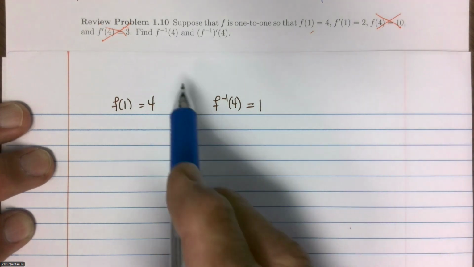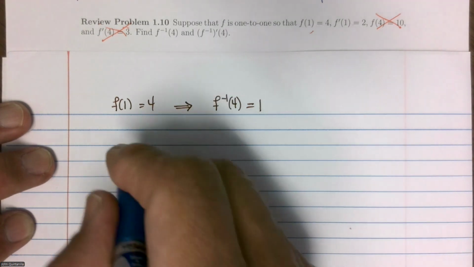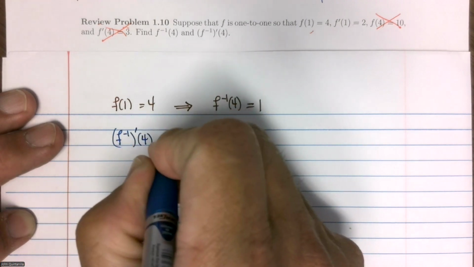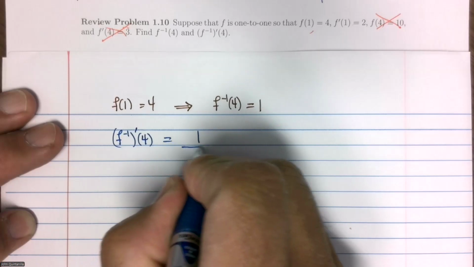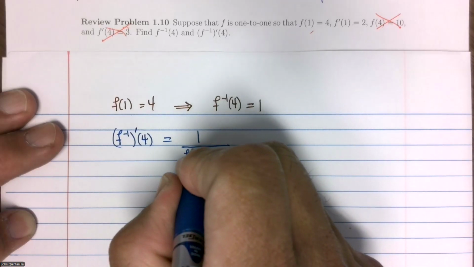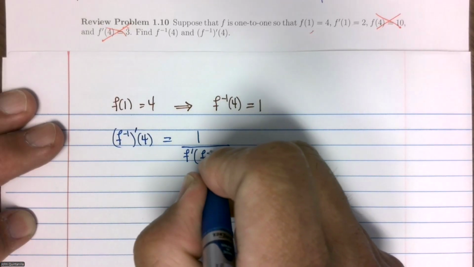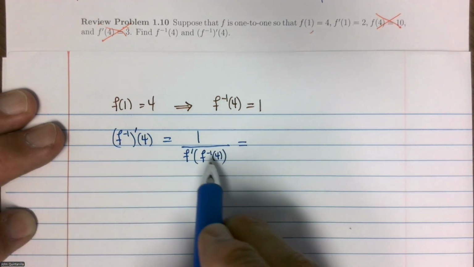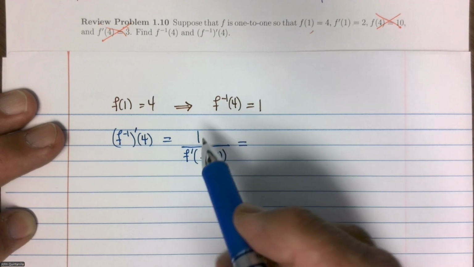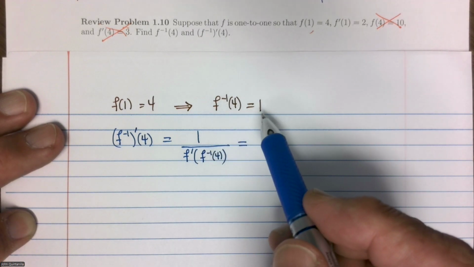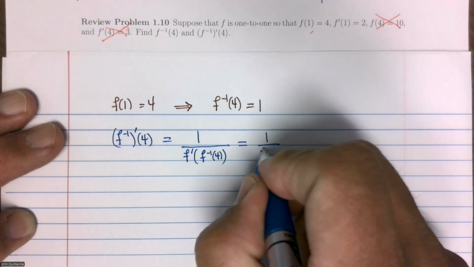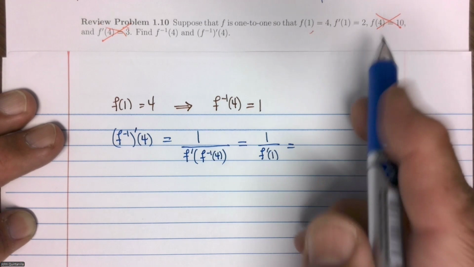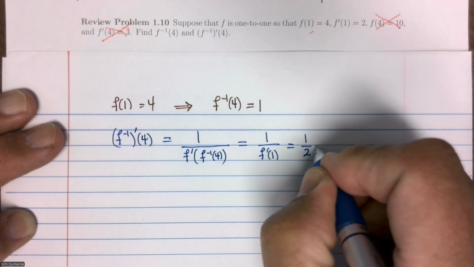Okay, now to find f inverse prime at 4, we have a formula for that. f inverse prime at 4 is equal to 1 over f prime at f inverse of 4. f inverse of 4, we just found out, is equal to 1. So that's 1 over f prime at 1. And f prime at 1 is given to be equal to 2. So the answer is 1/2.